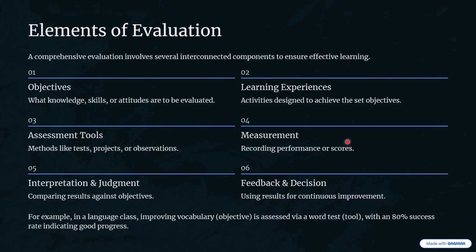The fourth one is measurement. Here we record the learner's performance or scores. The fifth one is interpretation and judgment. We compare the results with the expected objectives and interpret the performance. The sixth one is feedback and decisions. Finally, the results are used to provide feedback and make decisions for continuous improvement. So the sequence is objectives, learning experience, tools, measurement, interpretation, and then feedback.